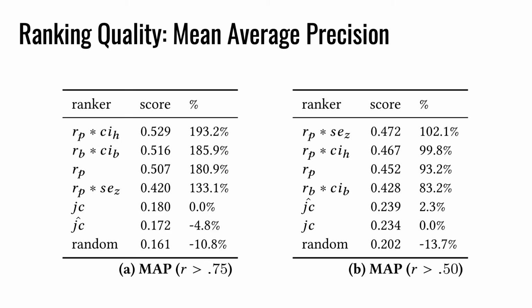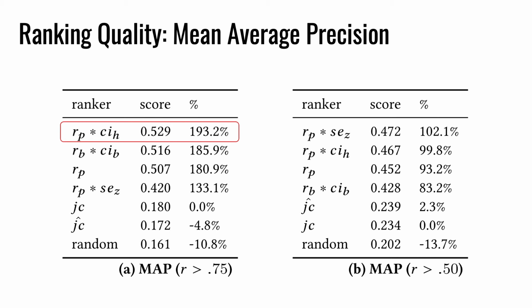Let's first look at the results using the mean average precision metric. The first thing we can notice is that functions based on correlation sketches achieve a better performance than all the baselines. When we consider as relevant only columns with a very high correlation, the scoring based on our Hoeffding bounds attains the best performance.